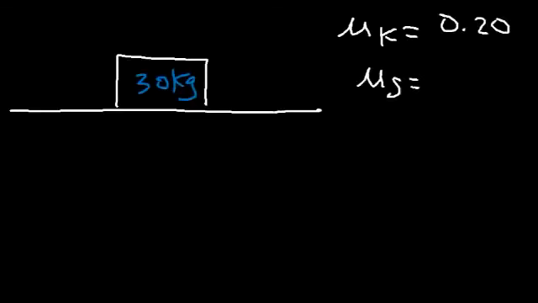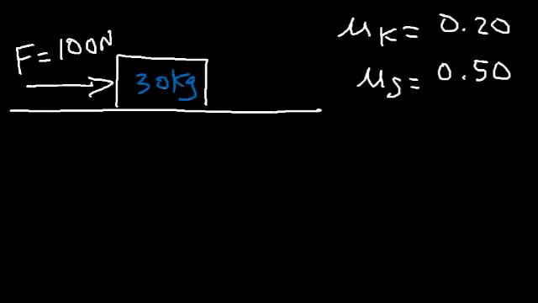So let's work on some example problems. Let's say if we have a 30 kilogram block, and let's use a gravitational acceleration of 10 instead of 9.8. And let's say that mu k is 0.20 and mu s is 0.50. So now if we apply a force of 100 newtons, what is the acceleration of the object? Feel free to work this example.